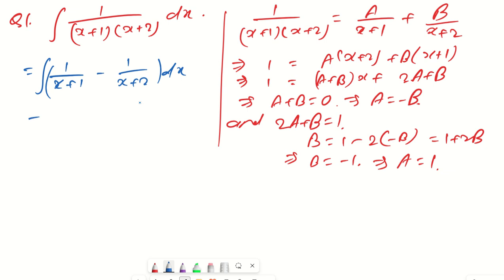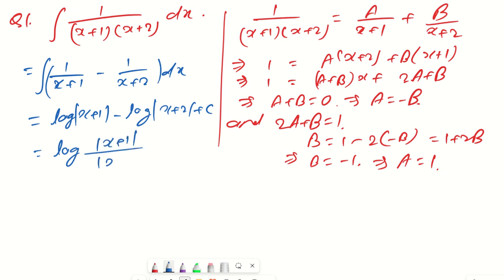So from here we are going to get very easily log of x plus 1 minus log of x plus 2 plus some constant c. This can also be written as log of a minus log of b. You know already, log of a by b. So log of (x plus 1) by (x plus 2). If you want, you can put a complete mod in one. So that's also good. So let me do that like that only. Mod of (x plus 1) by (x plus 2) plus c. So this is the complete answer.